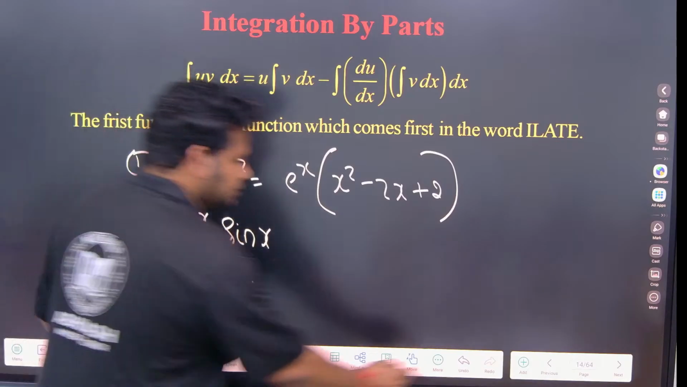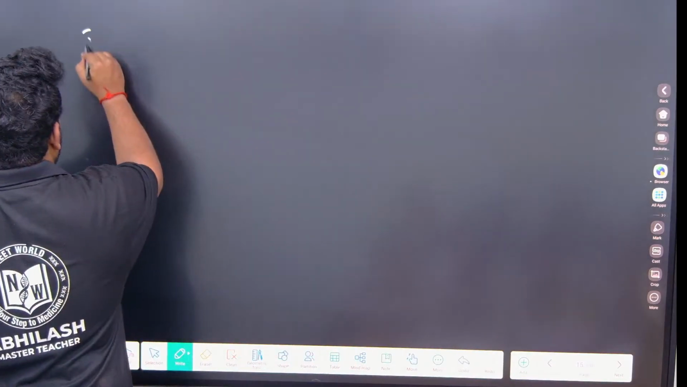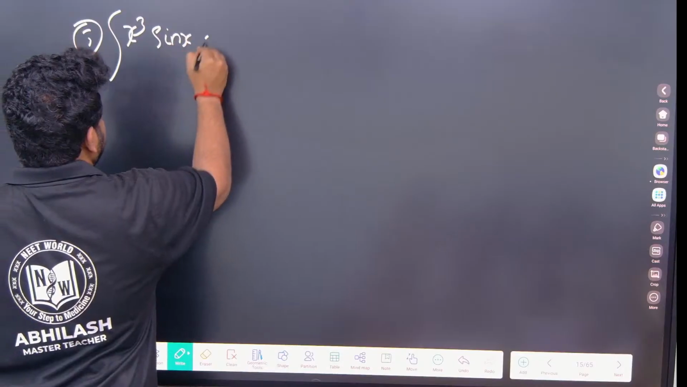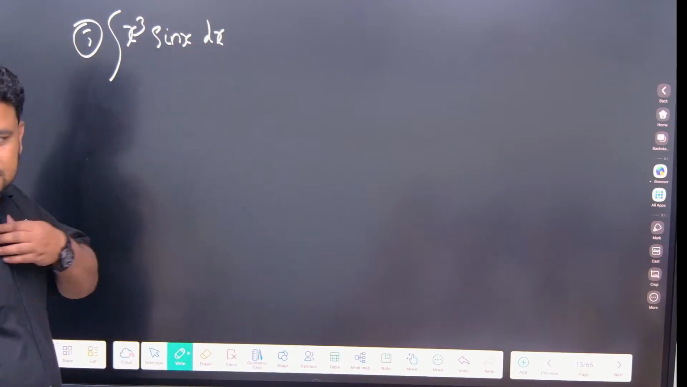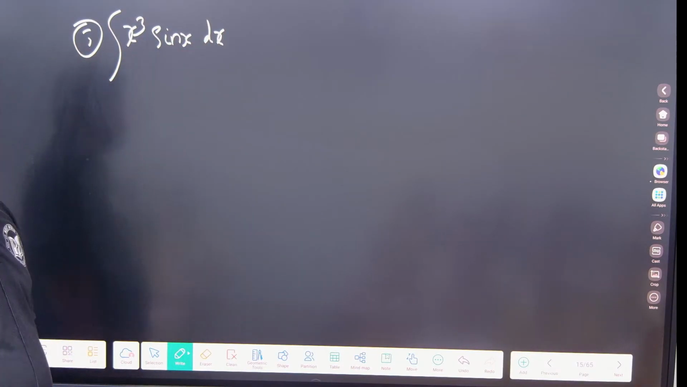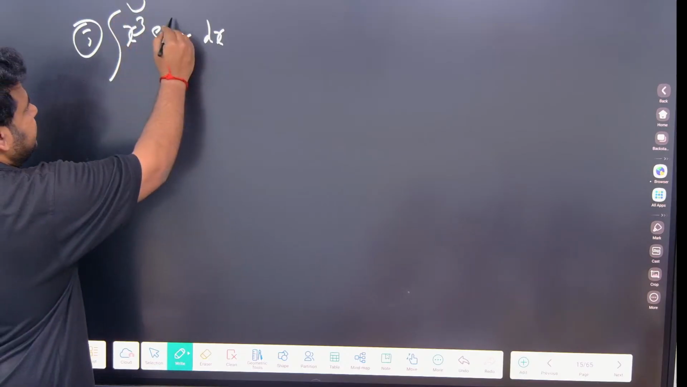What we have to do is the integral of x cube sin x dx. If they give it like this, the first thing is, you will take this as u and this as v.